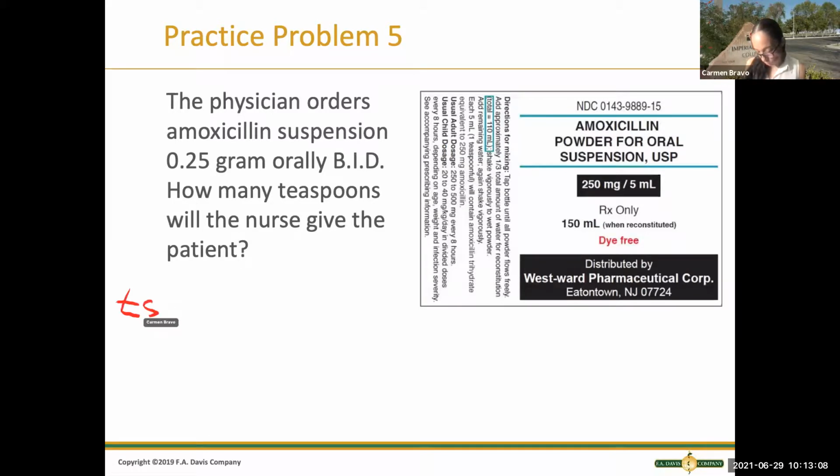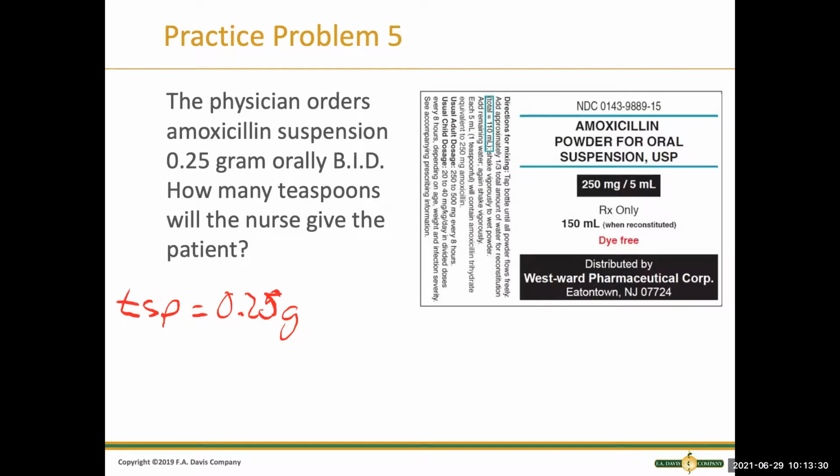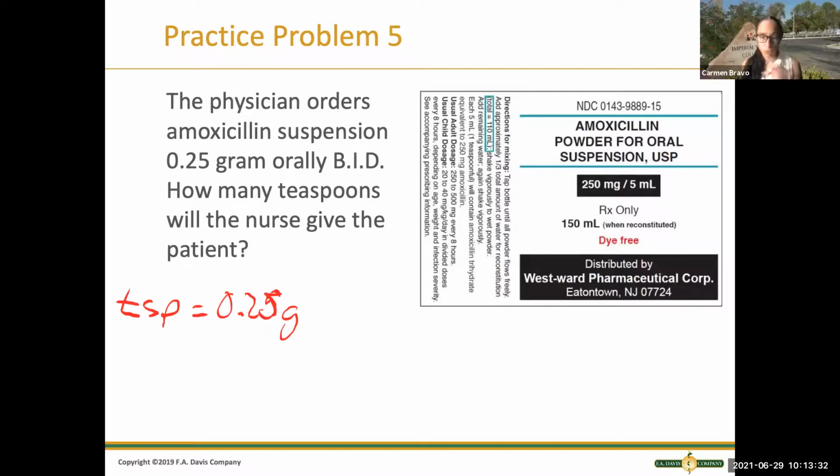So I need teaspoons. My order says 0.25 grams. And once you guys get to know the conversion table by memory, you will know that 0.25 grams is actually how many milligrams? 250. 250 milligrams. But we have to practice the setup here. So hold on.